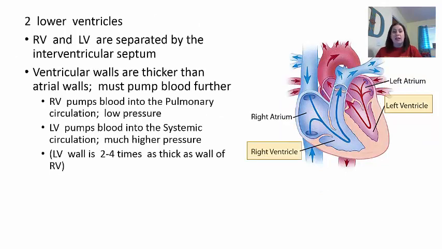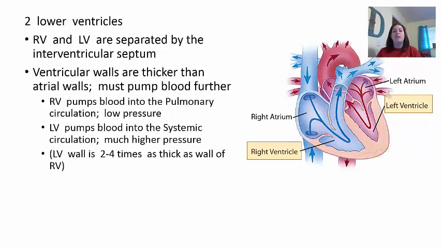Now, on the other hand, we'll see that we have the two lower ventricles. We have the right ventricle, which we have abbreviated as RV, and we have the left ventricle, which is abbreviated as LV. These are separated by the intraventricular septum. So again, they're separated here by a divide or septum, which is going to separate the right side from the left side.